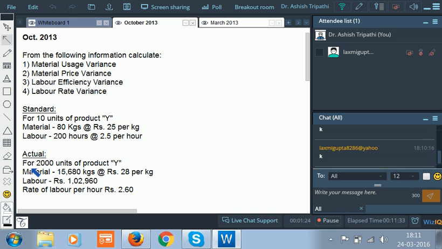Actual information for 2000 units of product Y: material 15,680 kgs at the rate of rupees 28 per kg, labor rupees 1,02,960, rate of labor per hour rupees 2.60. I hope you have this question with you. So let us start solving this. But before this, you should know the formula for all these variances.